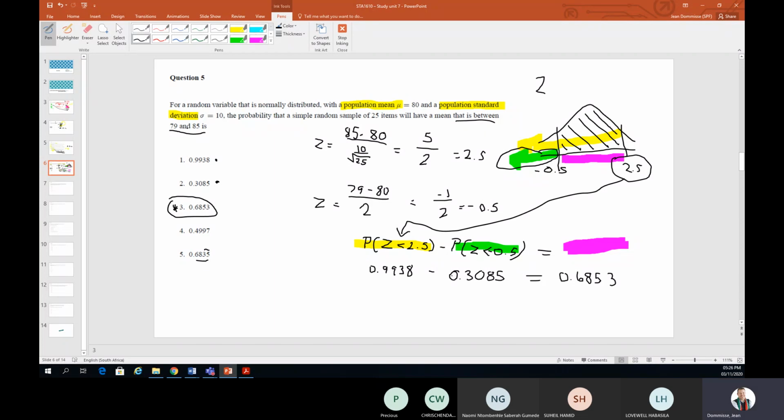You will work out the second Z for the 79, and just remember it is minus 0.5. Because it's minus 0.5, you need to look at the minus table. For that one, the probability was 0.3085, and then we are looking for the probability between the two. So we take the total probability that we had minus that to give us the part that's left, and that would have given us the answer.